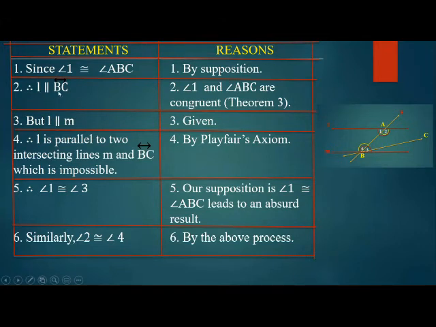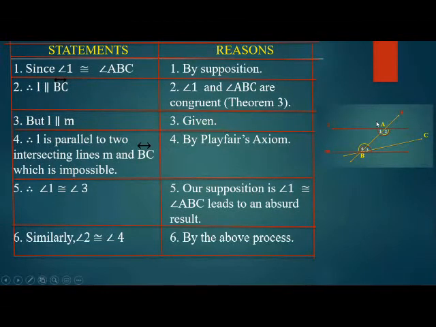So L is parallel to BC. This is L and BC is this. If angle 1 is congruent to angle ABC, it means that they are parallel to each other. How do we know that? We know it by theorem number 3. But L is parallel to M, which has been given. So L is parallel to two intersecting lines M and BC, which is impossible. Why? Because by Playfair's axiom, two intersecting lines cannot be parallel to the same line.